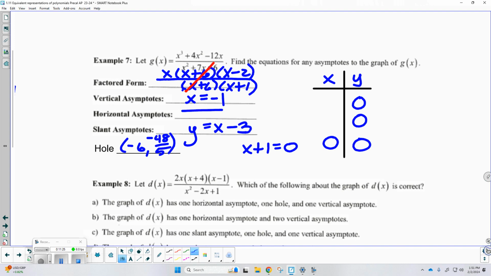Okay. Plug it in. For every value of x that's left, I plugged in the -6. So the x up top, -6. -6 minus 2, there's a -8, divided by, in the denominator, -6 plus 1, there's your -5. So there's your -48/5. Okay. Everything okay?